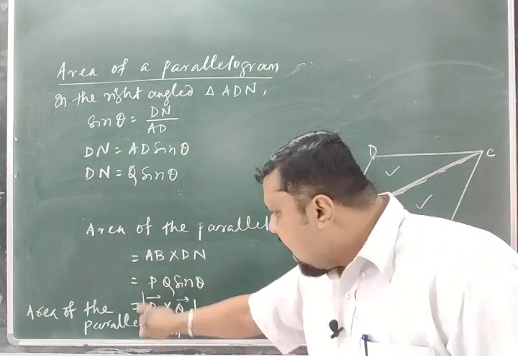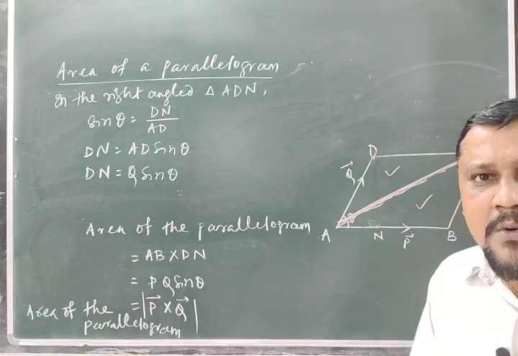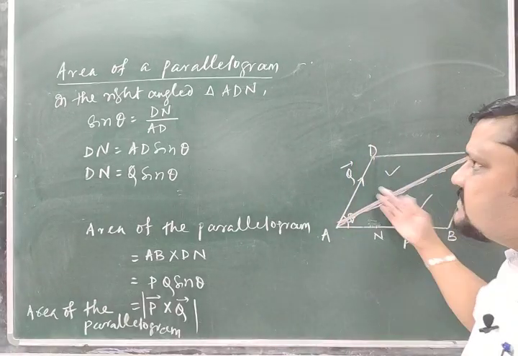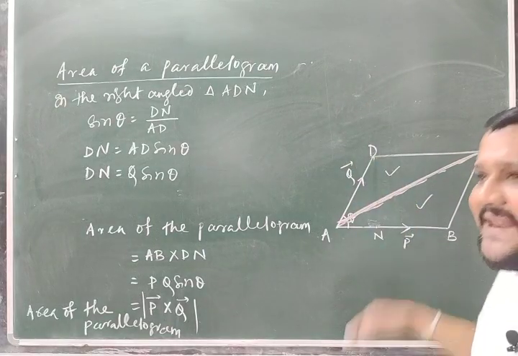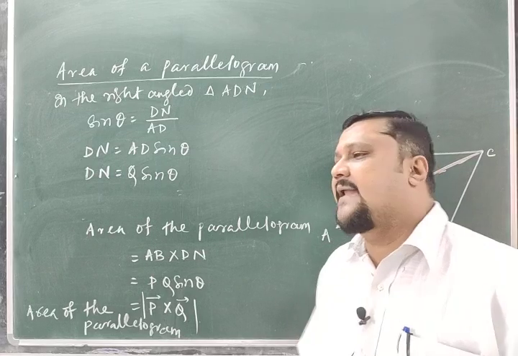That means half of |P cross Q|. So from here we can also say that the area of the triangle is equal to half of |P cross Q|. That is one part. Another one.